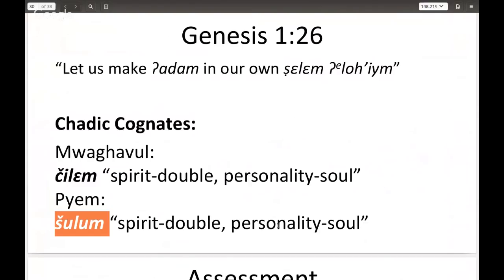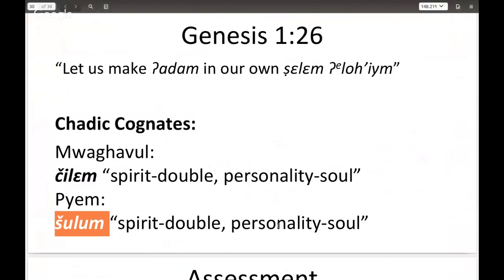And whether they are human beings or not is questionable, because when they want to say human being, they say Hadam Enosh. Enosh is the word for human, or son of Adam. Those are the humans, but these are another group of individuals. But that's a theological debate for another time. But in other words, here the humans are the spirit doubles of the angels.